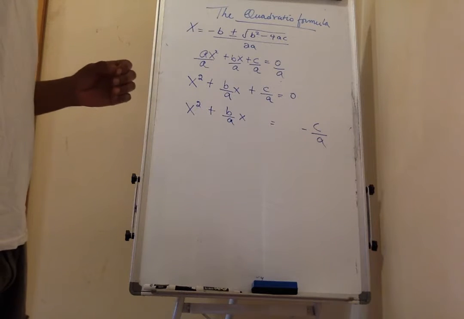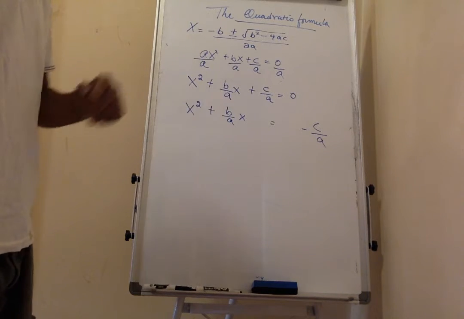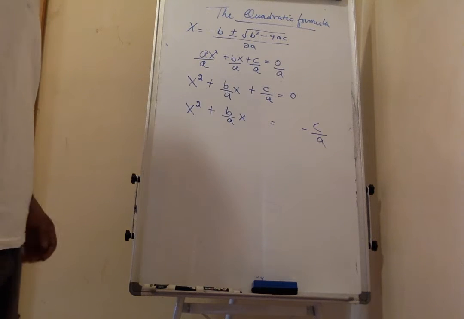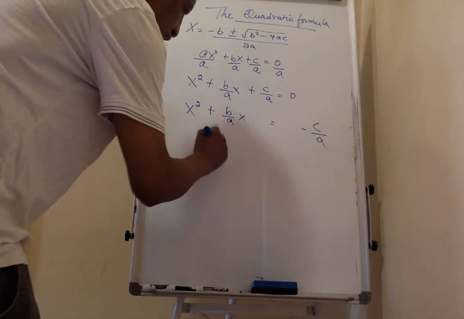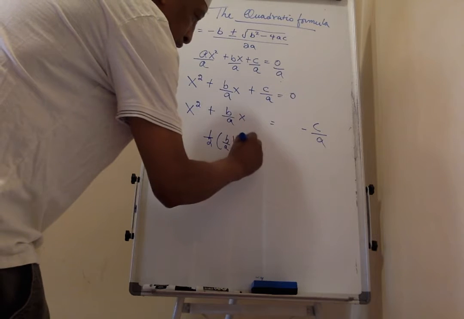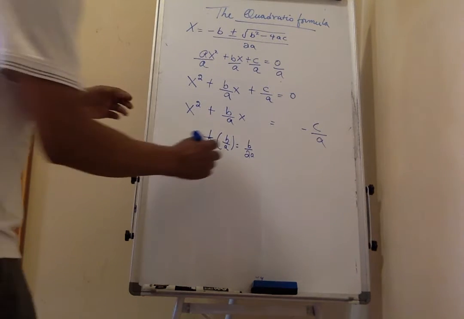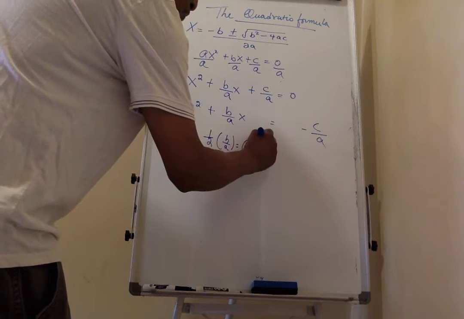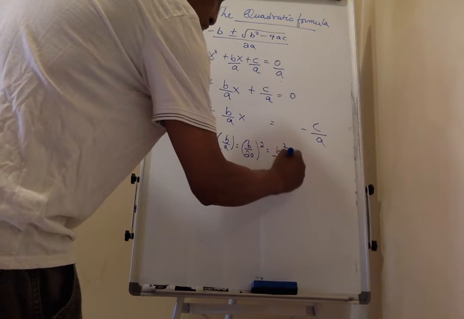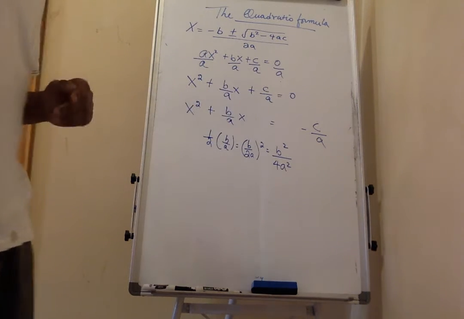Now, let's go back to the methodology of completing the square. In order to complete the square, we have to take half of b over a and we have to square it. So what is half of b over a? Half of b over a is b over 2a. And if we square b over 2a, we end up with b squared over 4a squared. Half of b over a squared will give us the last term.